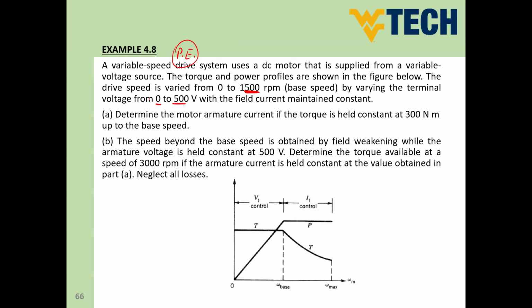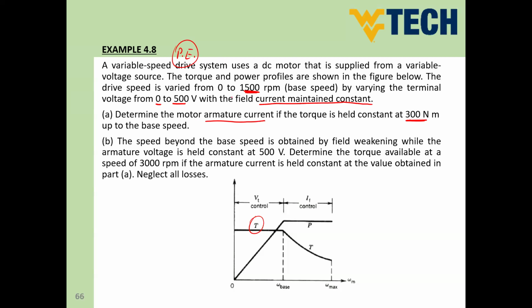So 0 speed is corresponding to 0 volt, and 1500 RPM is corresponding to 500 volts, with the field current maintained constant. This is extra description, but just to confirm that in this stage, we use voltage control without field current control. What do we need here? Determine the motor armature current if the torque is held constant at 300 Newton meters. So this is now the torque in the first stage. It's kept constant at 300 Newton meter, and we need to find what is the armature current.